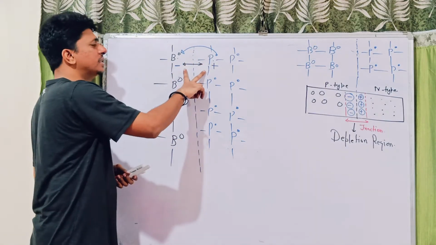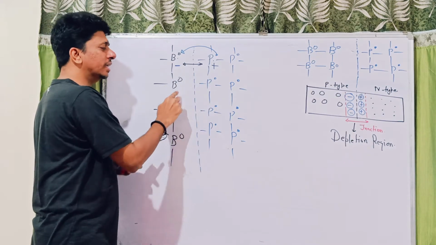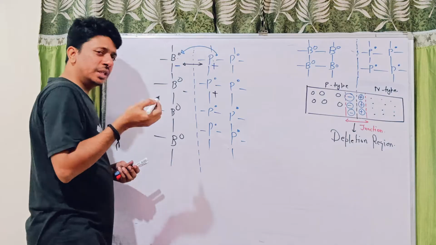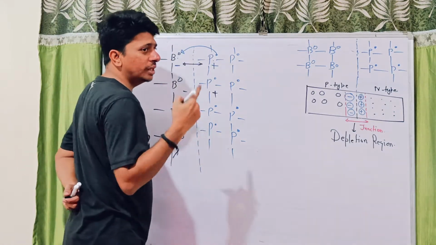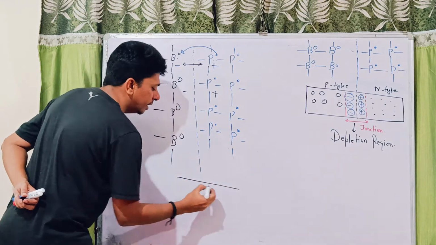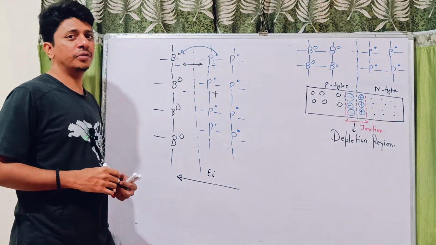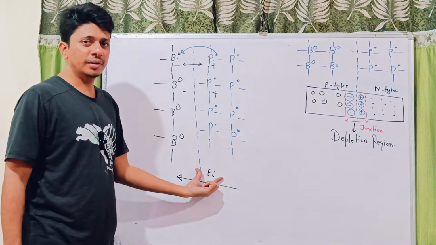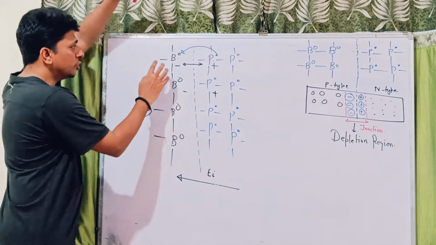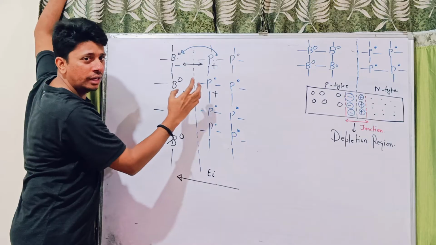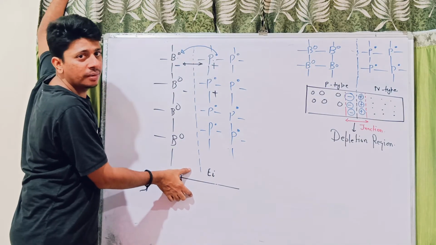For example, if the first deal is happening, positive and negative charges are created. In the second deal, positive and negative charges are created again. Because these positive and negative charges are created, one internal electric field develops. This is called the internal electric field, and its direction is from positive to negative. As these deals go on, the electric field gets stronger and stronger.